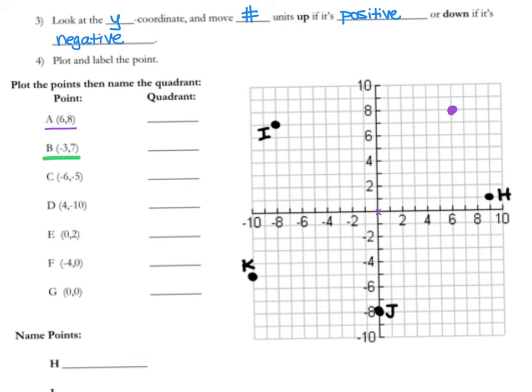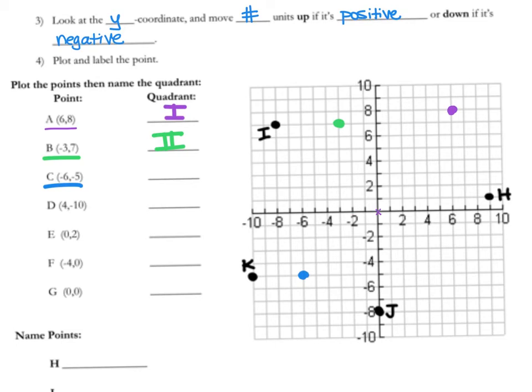By the way, excuse me, that quadrant was quadrant 1. Point B, negative 3, 7. So we're going to move left, negative 3, and then we're going to go up 7. So negative 3 to the left, and then up 1, 2, 3, 4, 5, 6, and 7. Okay, that is in quadrant 2. Let's go for point C. Negative 6, negative 5. So we're going to go left 6 and then down 5.